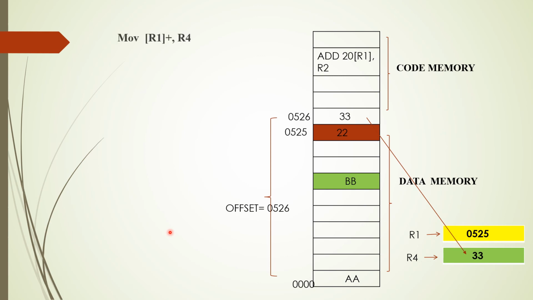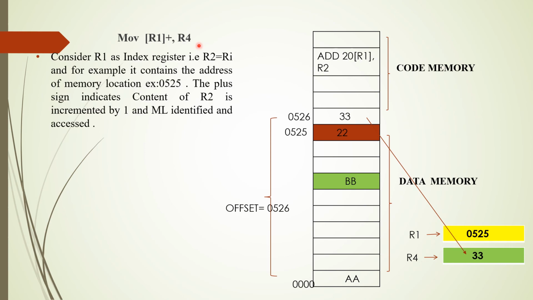So another example here, move R1 in square brackets plus, R4. Consider R1 as an index register.